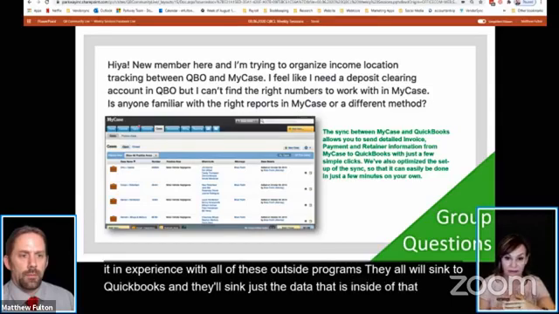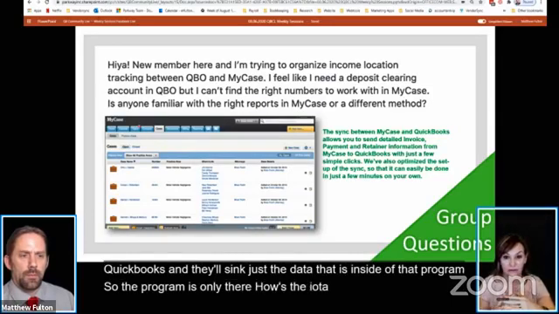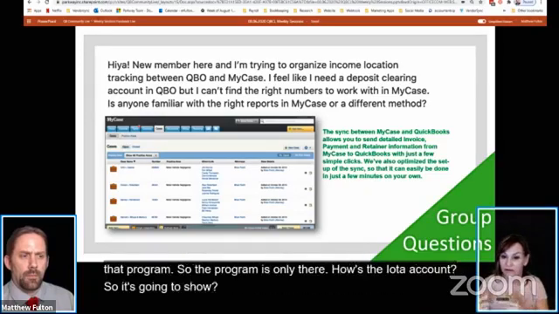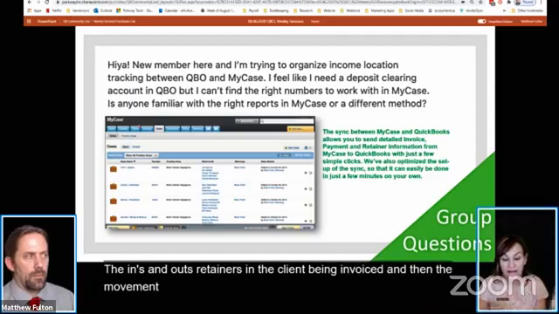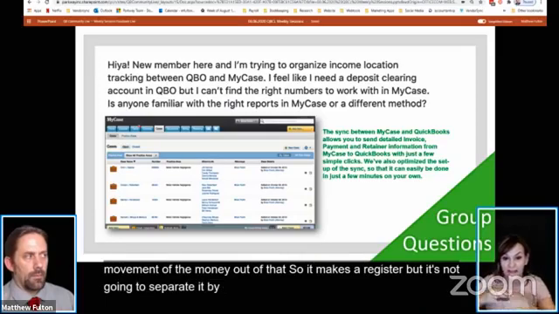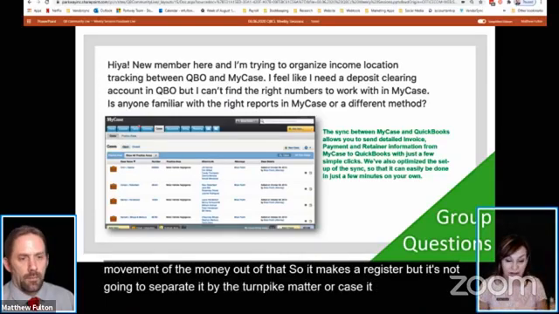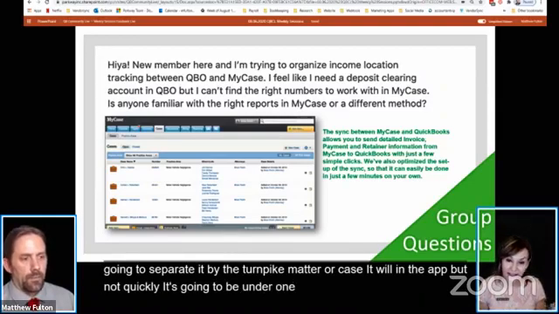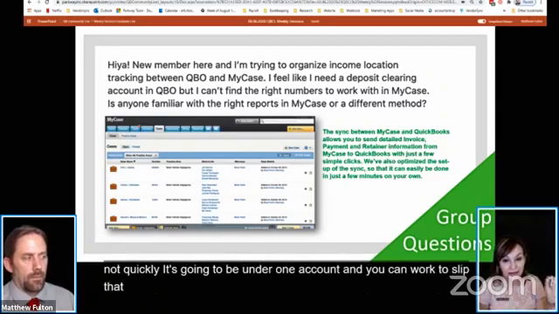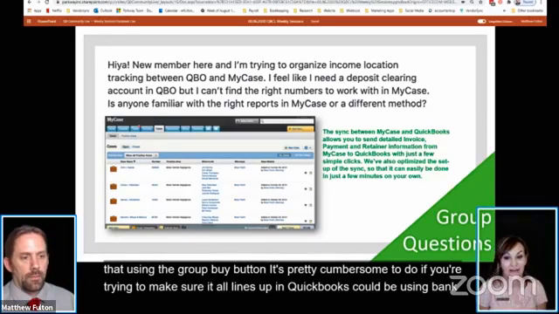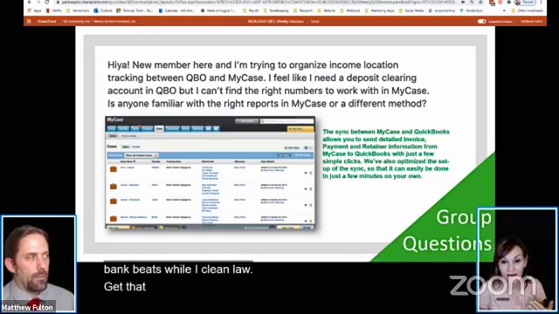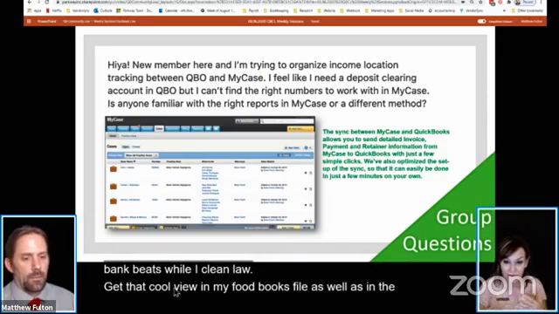So the program is only there to house the IOLTA account. So it's going to show the ins and outs, retainers, and the client being invoiced, and then the movement of the money out of that. So it makes a register, but it's not going to separate it by matter or case. It will in the app, but not in QuickBooks. It's going to be under one account. And you can work to sort that using the group by button. It's pretty cumbersome to do if you're trying to make sure it all lines up in QuickBooks because you're using bank feeds. That's why I like Lean Law, because with Lean Law, I get that whole view in my QuickBooks file as well as in the app. So it's not like hidden and thrown into one big jumbly mess.